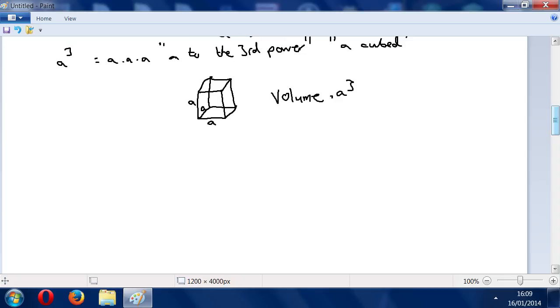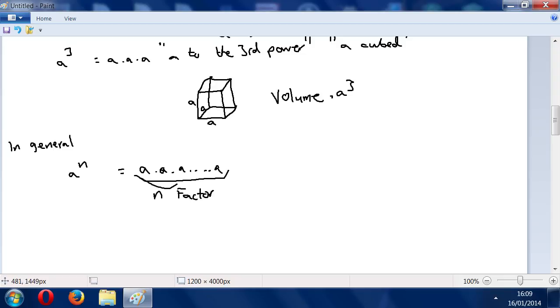So in general, dealing with a to the n will simply be a times a times a times however many a's. Let's try and get into the habit of doing it like that, because doing the curly lines just makes things seem messy.